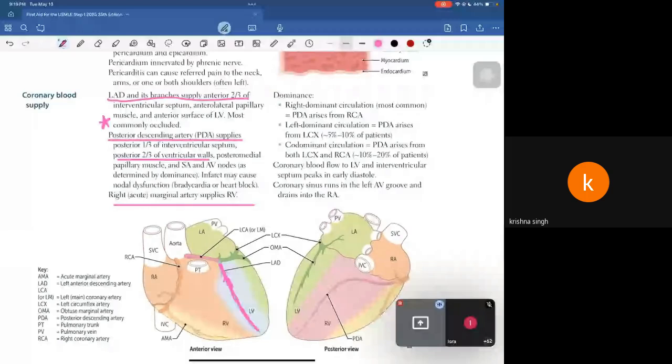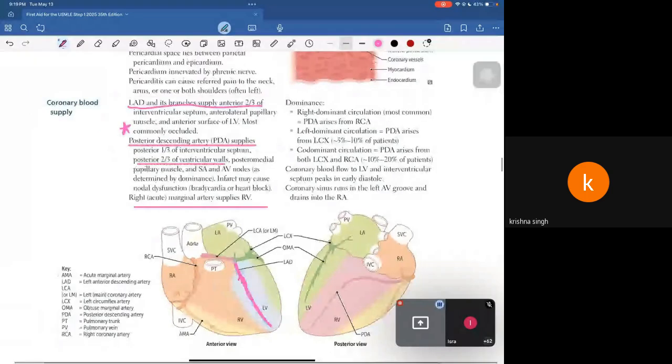Now let's move on to the posterior part of the heart. The posterior part of the heart is supplied by the posterior descending artery, right? And then there is the interventricular septum, which has two parts: the anterior part and the posterior part. The anterior part is supplied by the left anterior descending artery, and the posterior part is supplied by the posterior descending artery. One important thing is that there is dominance of the heart, right? So what is dominance of the heart? There is one important thing known as the SA and AV node, right?